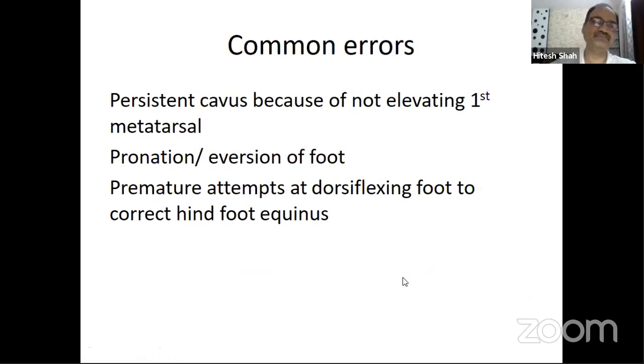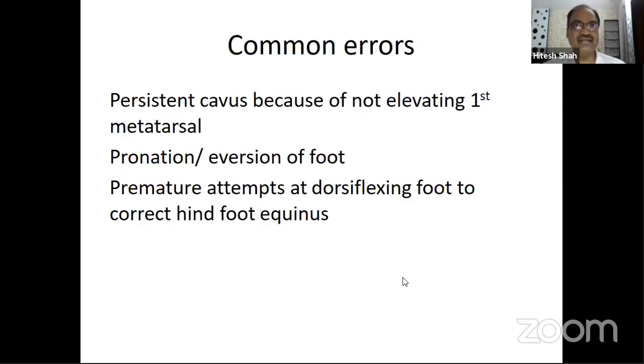Few points on the technical common errors done by most people. They must be avoided. We must learn what those errors are. The persistent cavus is because of not elevating the first metatarsal or pronating the first ray. We should never ever pronate the first ray. Correct the cavus by just lifting the first metatarsal.